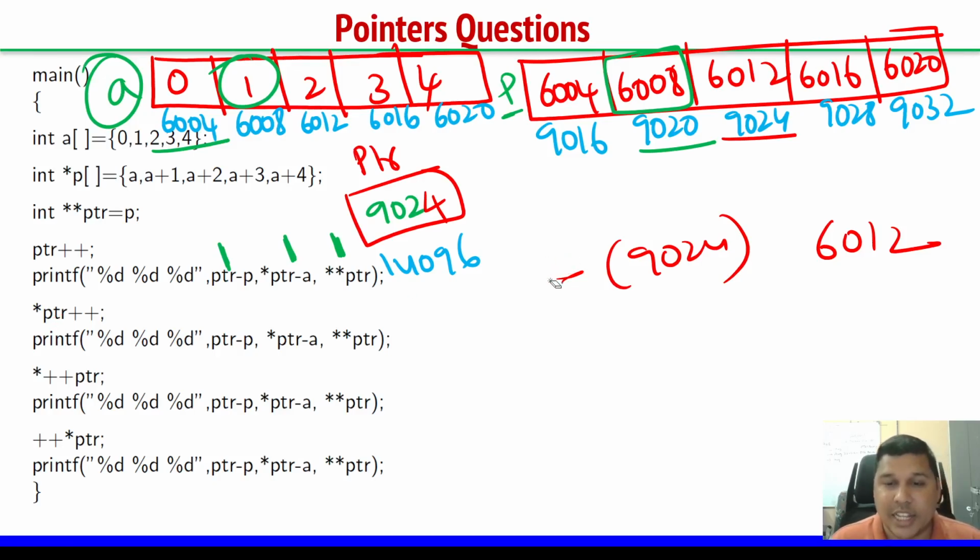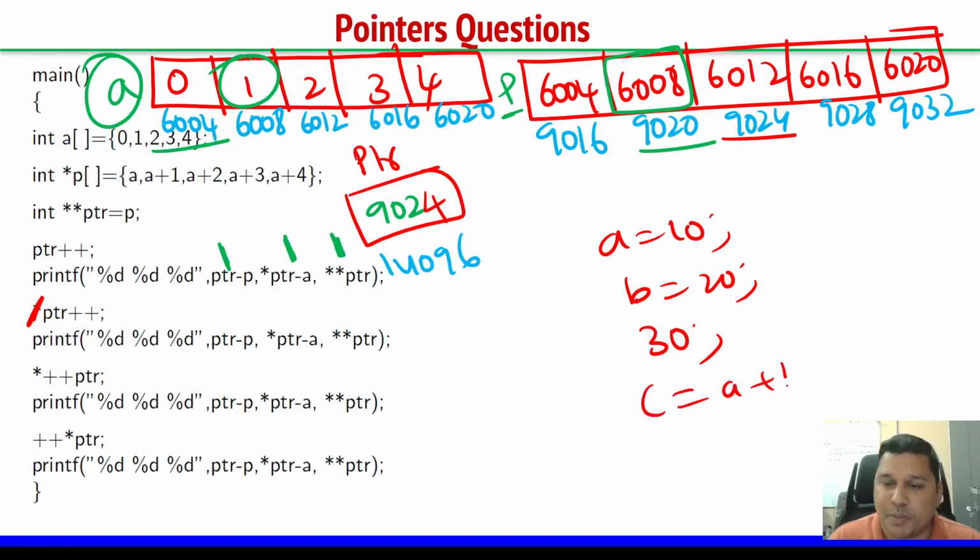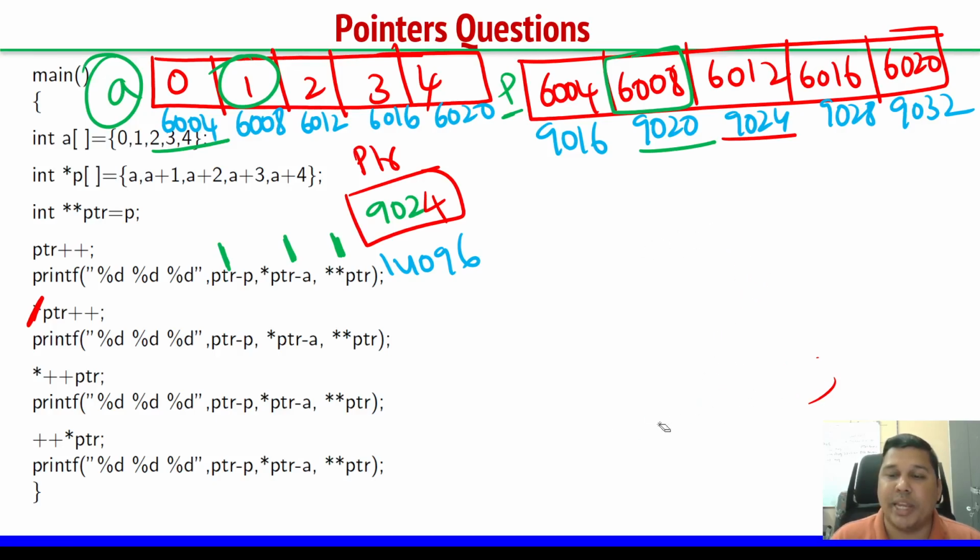That's why in this kind of problem, the leftmost stars can be ignored. They have no significance. They have no meaning, because it's meaningless to write 6012. It is like writing A equal to 10 in your program, B equal to 20, simply putting 30, then writing C equal to A plus B. What is this statement? It's a number and a semicolon. It has no meaning at all. It is the same as that. So that's the reason the leftmost stars will be ignored.